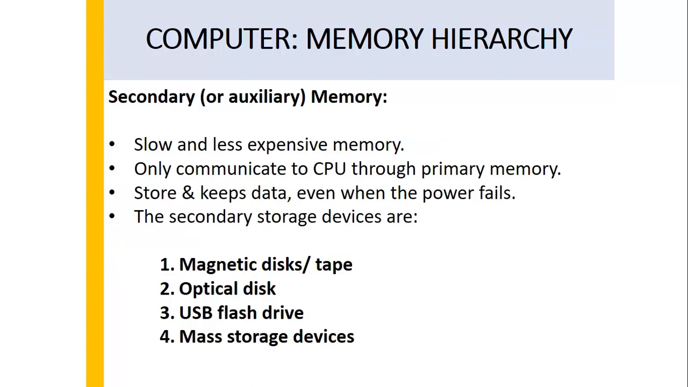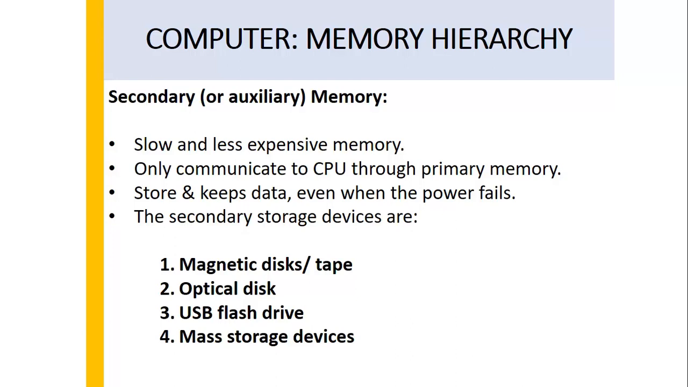Next level of memory in the hierarchy is secondary or auxiliary memory. This is very slow and less expensive per unit. It only communicates to the CPU through primary memory. So secondary memory, a hard disk or SSD, cannot directly communicate with the CPU. It always has to communicate through primary memory.